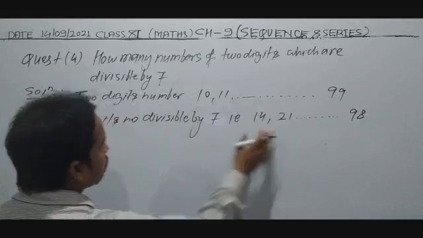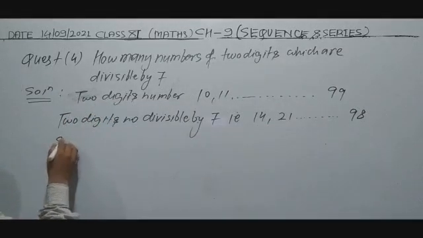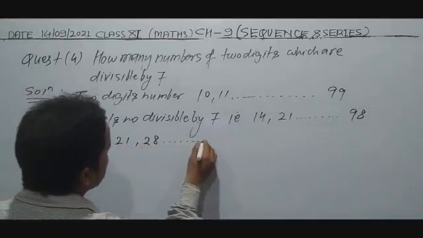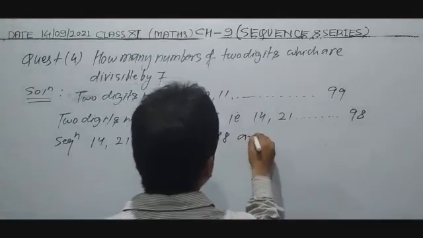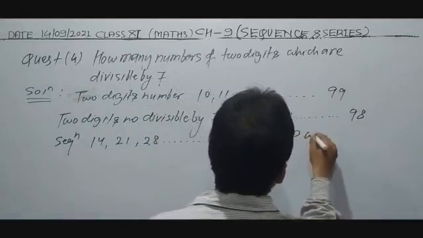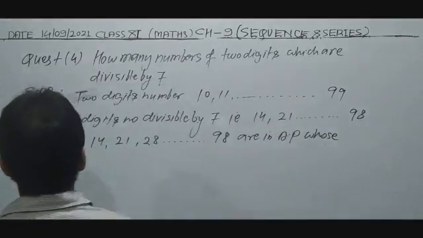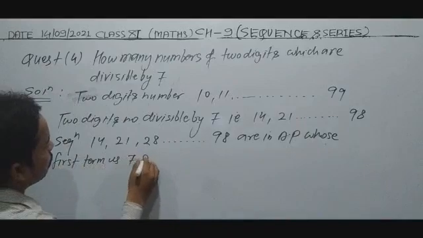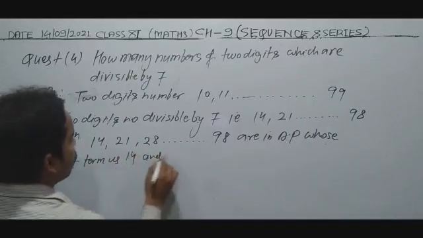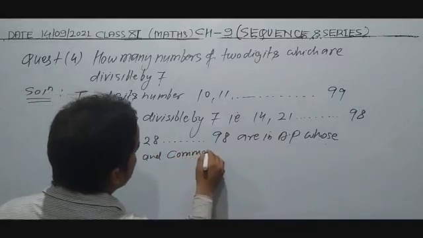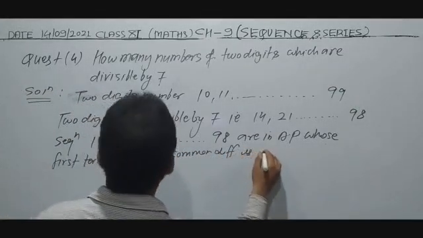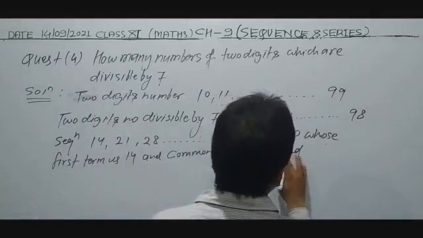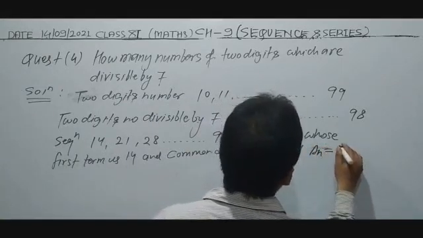So we will take this sequence 14, 21, 28 and up to 98, which are in AP, whose first term is 14 and the common difference is 7, and Tn, meaning An, is equal to 98.